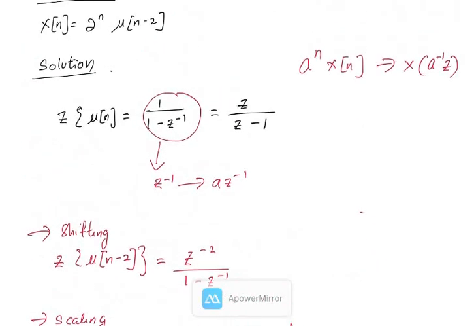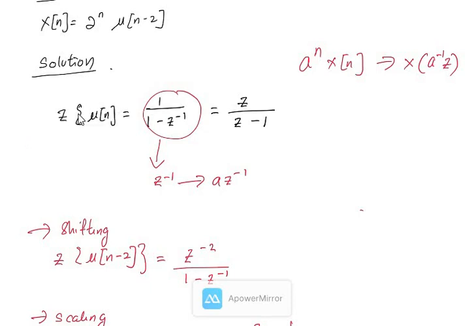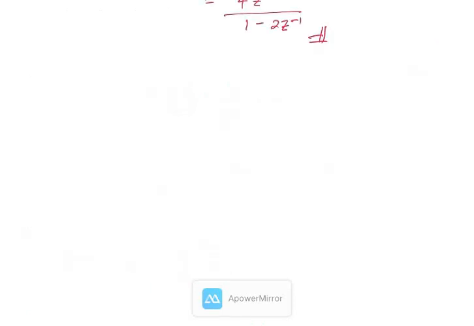That is the answer if we assume the z transform of u[n] is 1 over 1 minus z power of minus 1. We substitute the z power of minus 1 with a z power of minus 1. What if we use z over z minus 1? The substitution will be different. If we use this one, we will substitute z with z over a, that is a z power of minus 1. It's slightly different.